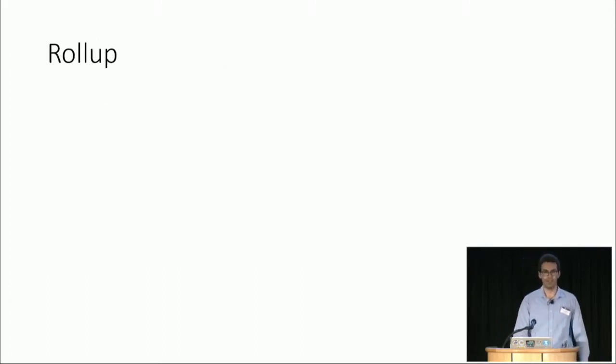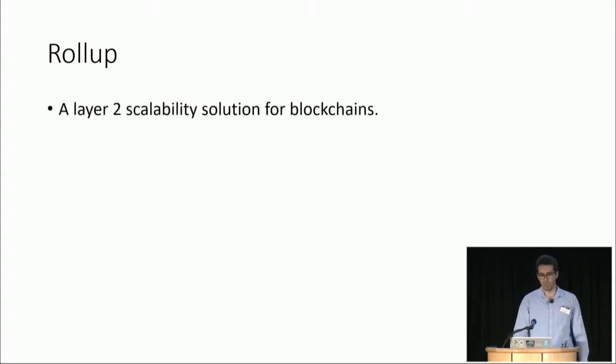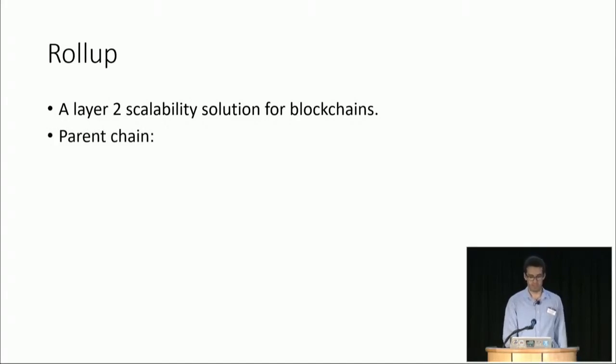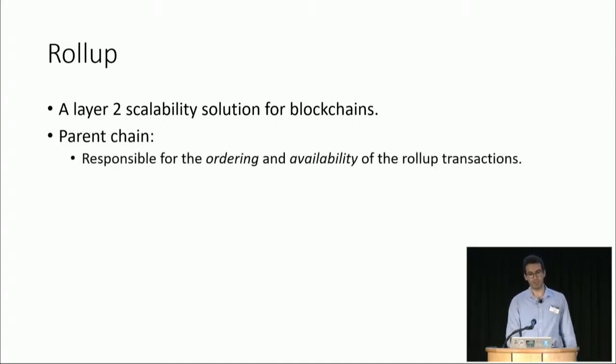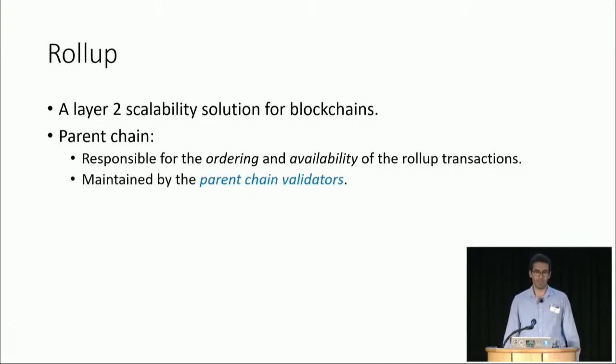Okay, now we have seen these three features of a blockchain protocol. How does this help us understand what a rollup is? So a rollup is a layer 2 scalability solution that was proposed for blockchains to increase their throughput scalability. And at the centerpiece of the rollup system is a parent chain. This parent chain is a blockchain protocol and is responsible for ordering and the availability of the rollup transactions. And it's maintained by a set of nodes called the parent chain validators.